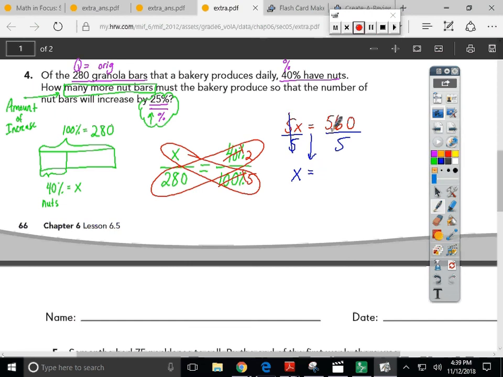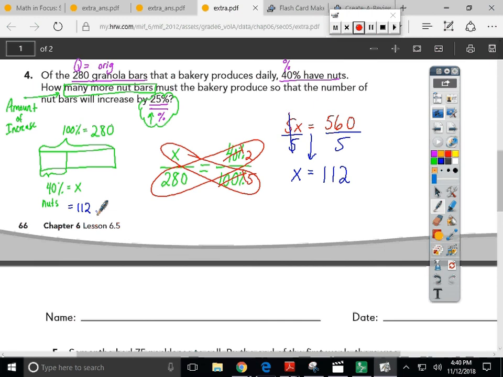On the other side, I know 5 goes into 500 one time here, or actually 100 times, and 5 goes into this 60 one time with 10 left over, so looks like I'm going to get 112. Maybe you want to do the long division and try to get there also, but it looks to me like I found there are currently 112 nut bars. That's this unknown piece. This is actually 112. That makes good sense to me because 280 was the total, and 40% is slightly less than half. And I know half of 280 is 140. This is slightly less than 140.